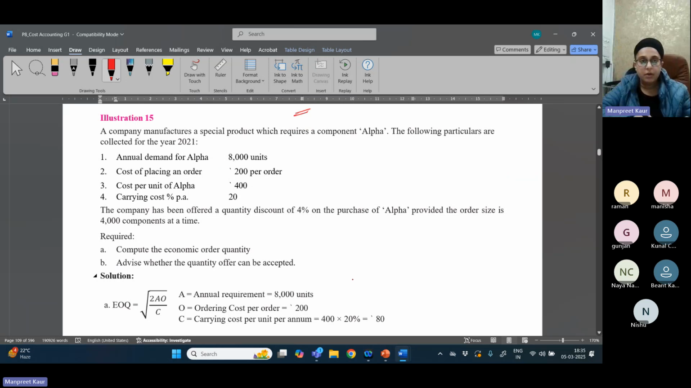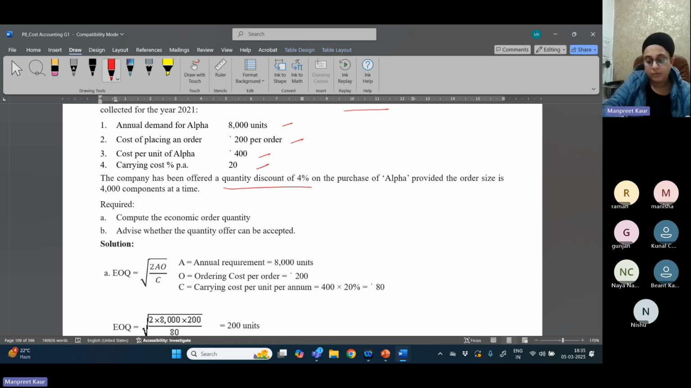Next comes question number 15. Questions 15 and 16, two questions are left. Then in the next class we will discuss cost, stock levels, inventory turnover ratio and other left topics. Question number 15 says a company manufactures a special product which requires a component alpha. Particulars are annual demand, cost of placing an order, carrying cost, everything is given. This is a quantity discount question. I told you there are two types of questions, with discount and without discount. This is the question with discount.